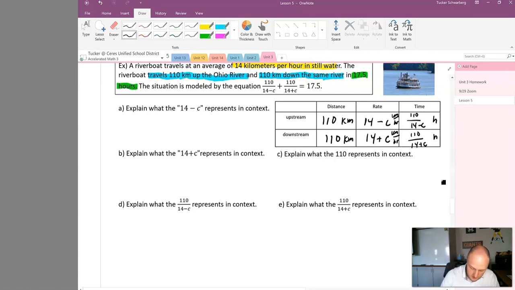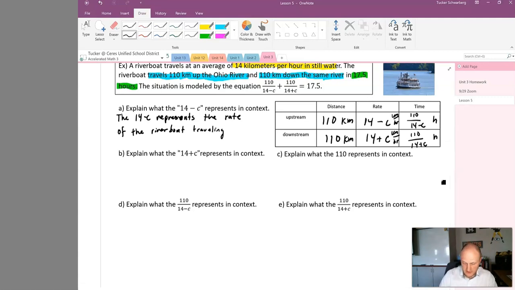Okay, so we could say the 14 minus c represents the rate of the riverboat traveling, and that would be 14 minus c. It's taking away the current. Okay, that's going to go slower, so that's upstream, traveling upstream.